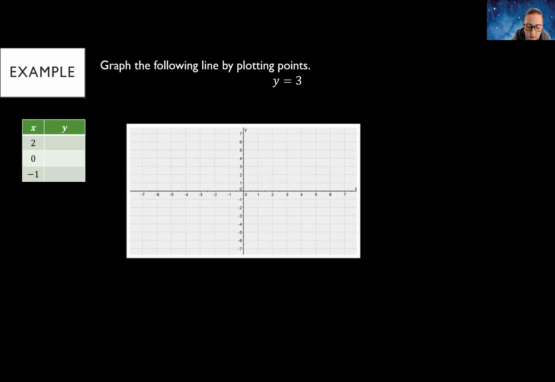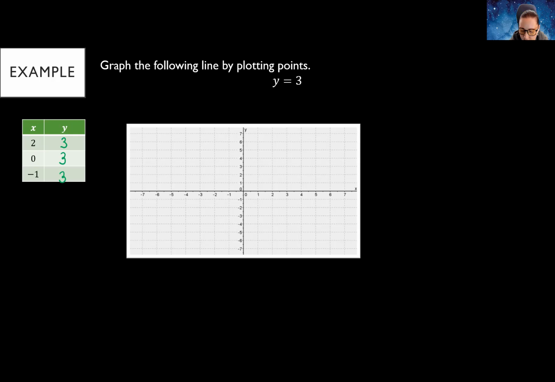Well, there's no x to plug into. Our equation is just y equals 3. So y is always 3 because it doesn't matter what x is. X is not in the equation, so all of these are going to have a y value of 3. So I can just plug those in.